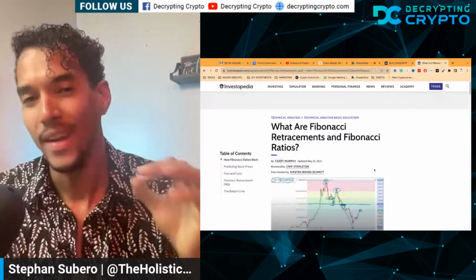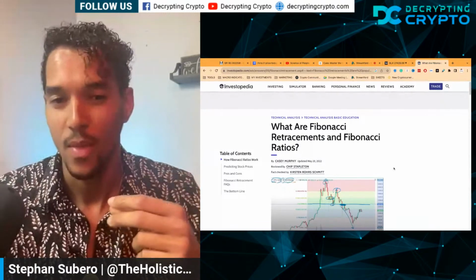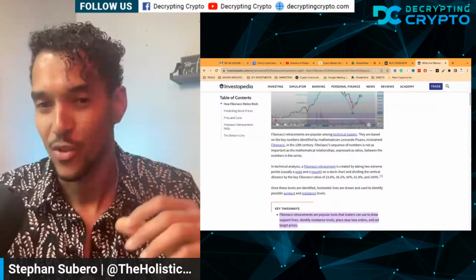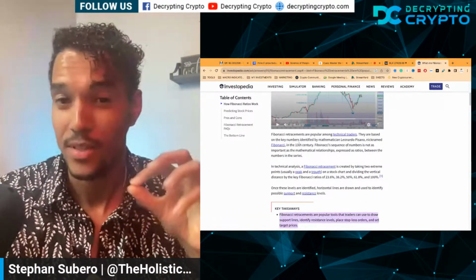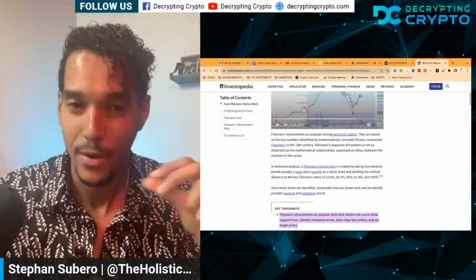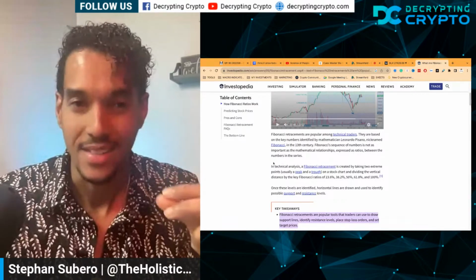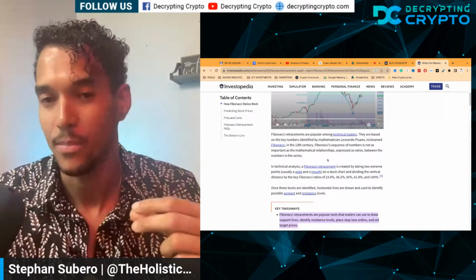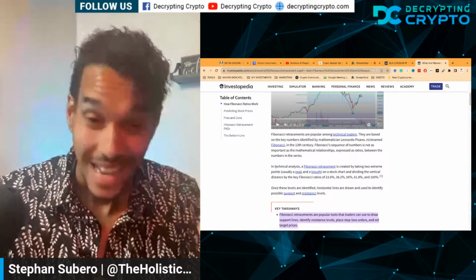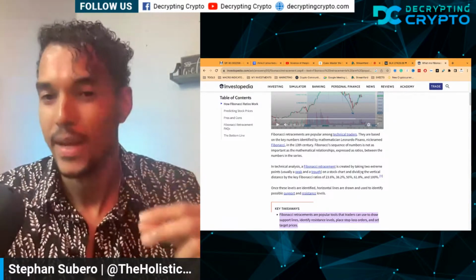Okay, so what exactly is the Fibonacci retracement tool and what are Fibonacci ratios? So the Fibonacci retracements are popular among technical traders. They are based on the key numbers identified by mathematician Leonardo Pisano, nicknamed Fibonacci, in the 13th century. The Fibonacci sequence of numbers is not as important as the mathematical relationships expressed as ratios between the numbers in the series. In technical analysis, that's what we're using it for.